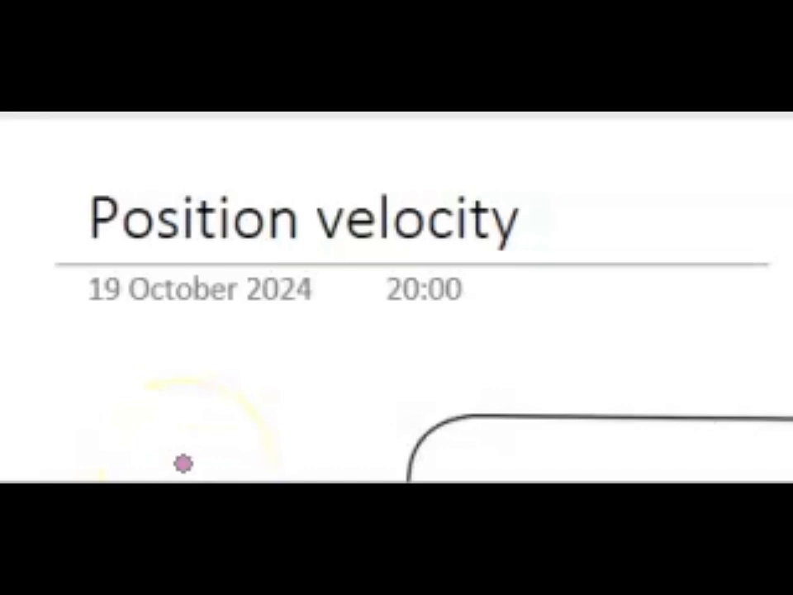Learning here the position and velocity. The question is based on position and velocity, which are applications in your calculus part. Okay, so let's begin this one. What are the basic formulas for this one?